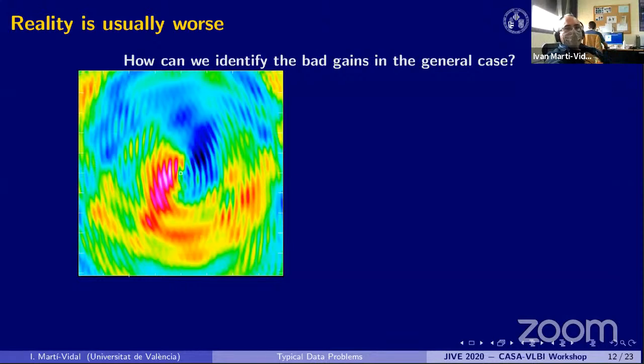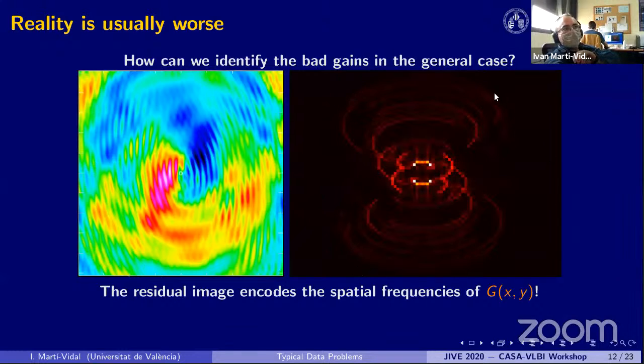One easy way is actually to take advantage of the spatial frequency distribution in the residuals. If you take this residual image and compute the inverse Fourier transform of it, what you get is this. Basically, the only signals that we get from the residuals are located in the spatial frequencies of the gridded visibilities. So we only have spatial information about the baselines that were observed.